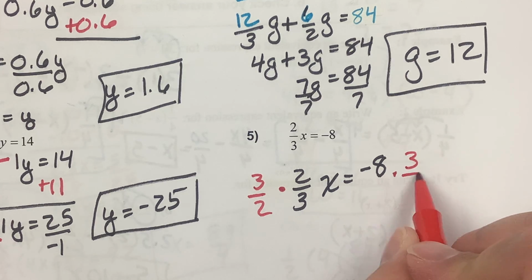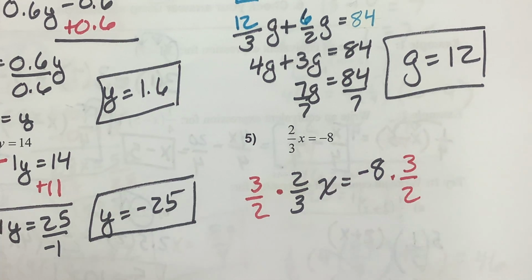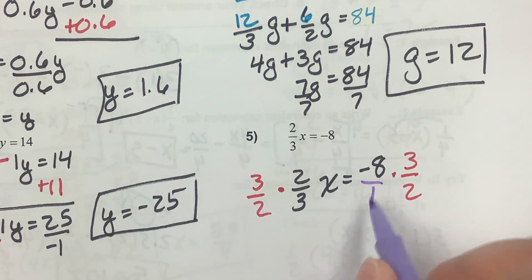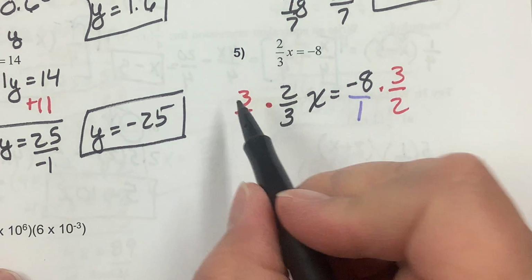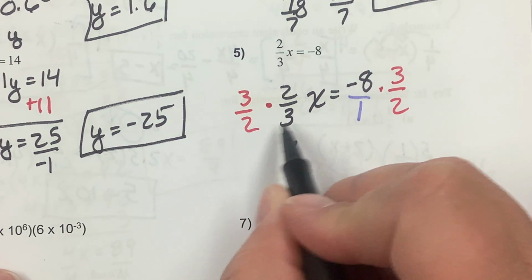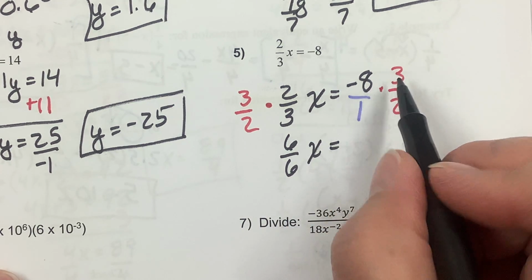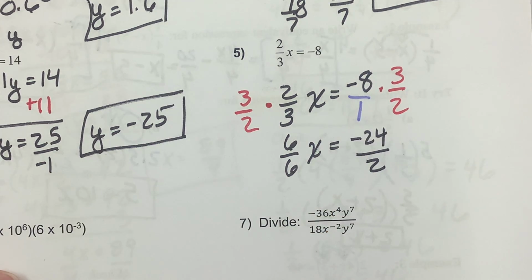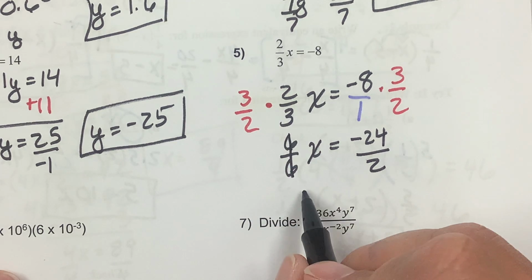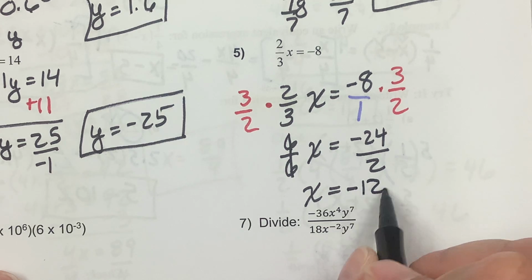Times 3 over 2. Now remember, there's like this invisible 1. Really, Bono? Invisible numbers are purple. Invisible 1 right there. So let's do the problem. 3 times 2 is 6. 2 times 3 is 6. And I have an x equals negative 8 times 3 is negative 24. 1 times 2 is 2. All right. Well, 6 divided by 6 is 1x. Negative 24 divided by 2 is negative 12.